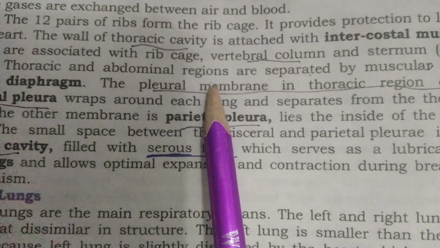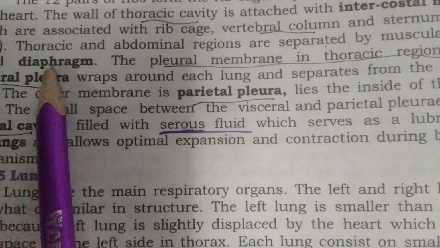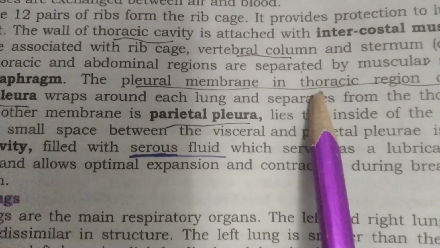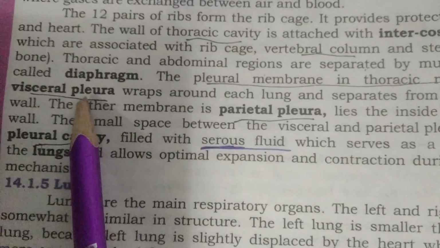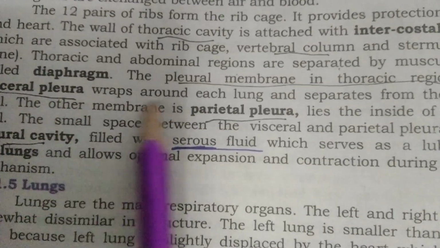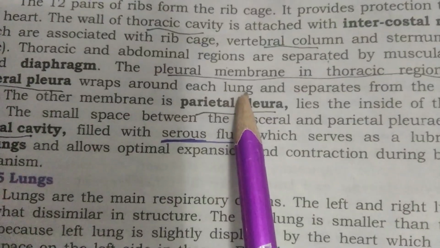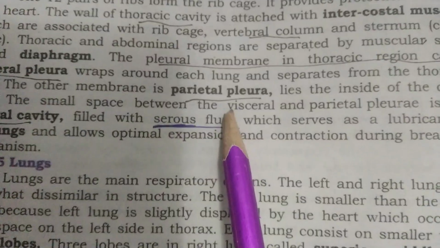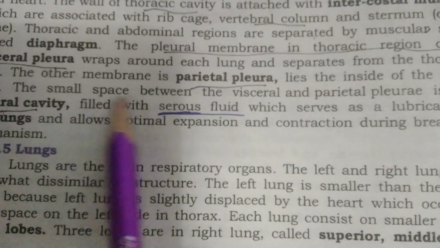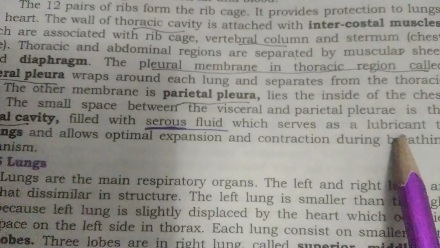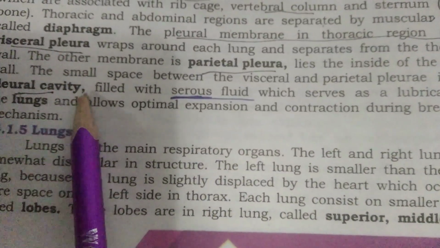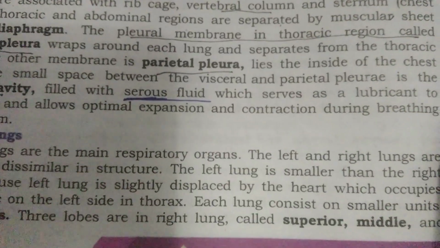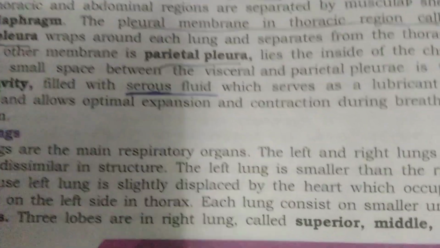The thorax and abdominal regions are separated by the diaphragm, and there is the pleural membrane in the thorax region. The pleural membrane called the visceral pleura wraps around the lungs, on each side of the lungs, and separates them from the thorax wall. The other membrane lies inside it, and the small space between the visceral and parietal pleura is the pleural cavity, which is filled with a serous fluid that serves as a lubricant and helps in expansion and contraction.